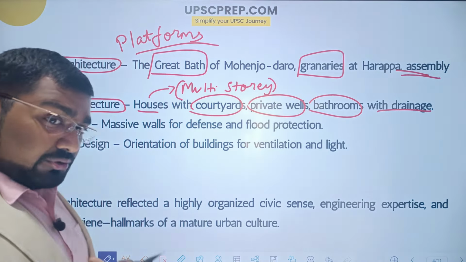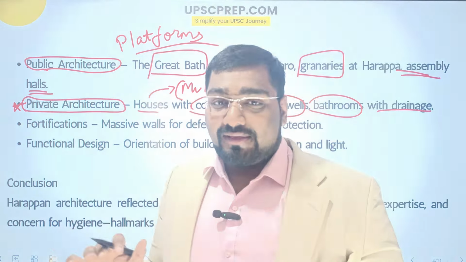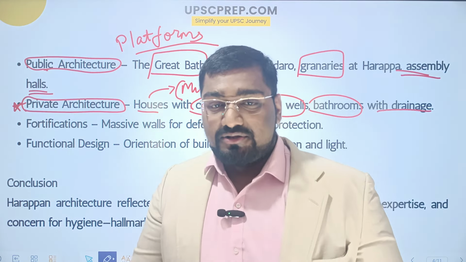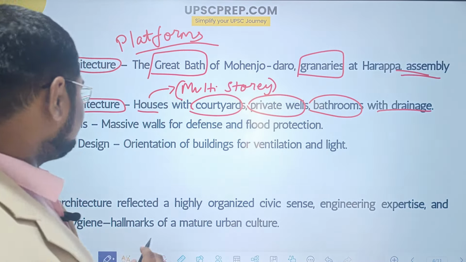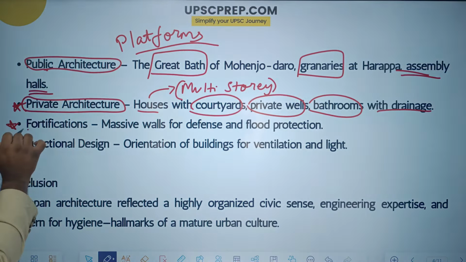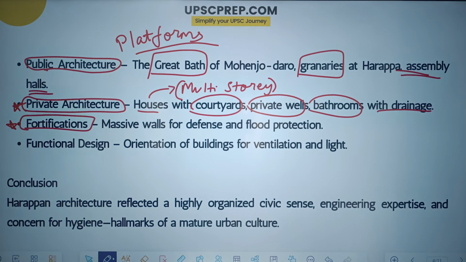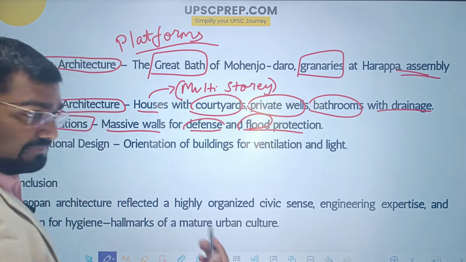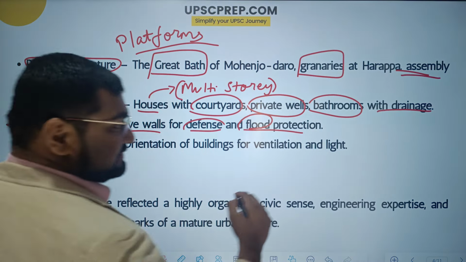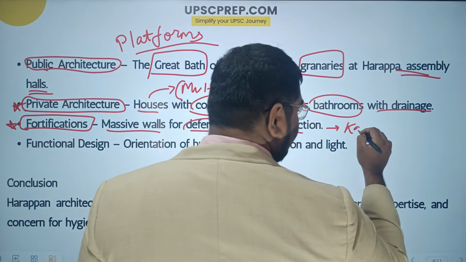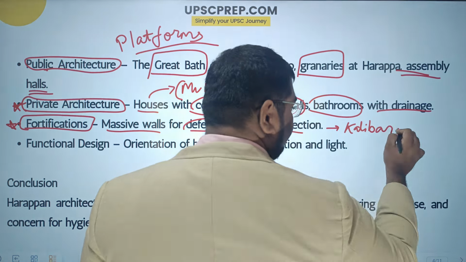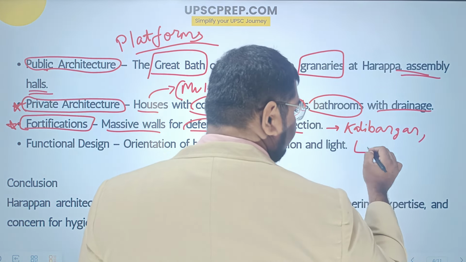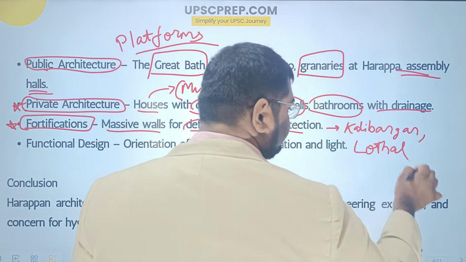Right? Two-three-storied houses have also been found in the Harappan civilization, right? So you should talk about that, the multi-storied buildings. Then fortification. There was a massive wall for defense and for flood protection purpose. Where have we referred to this? In the city of Kalibangan, in the city of Lothal.